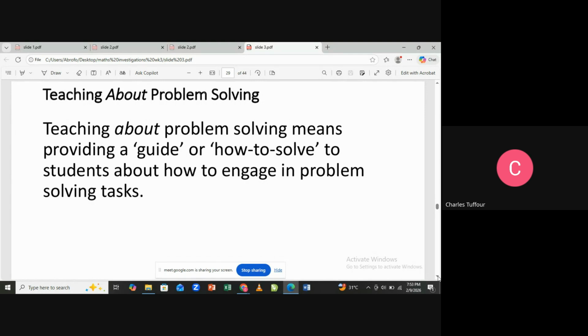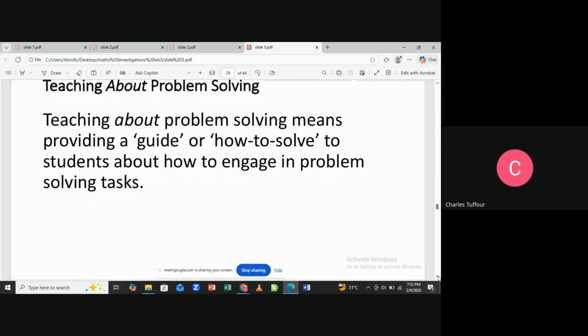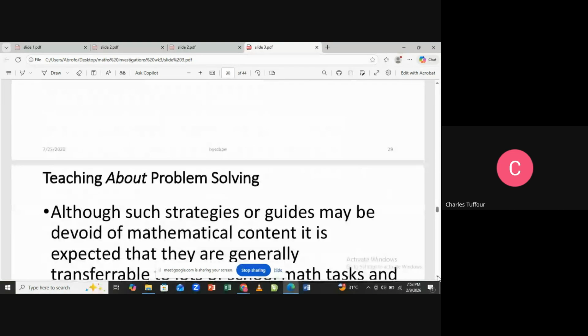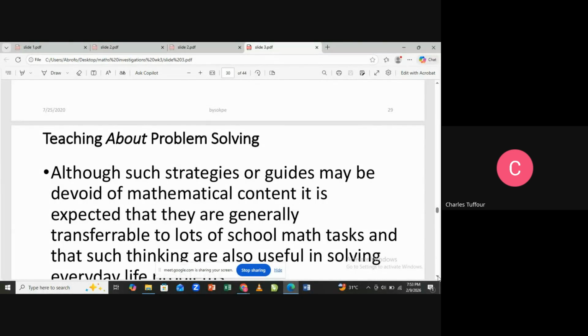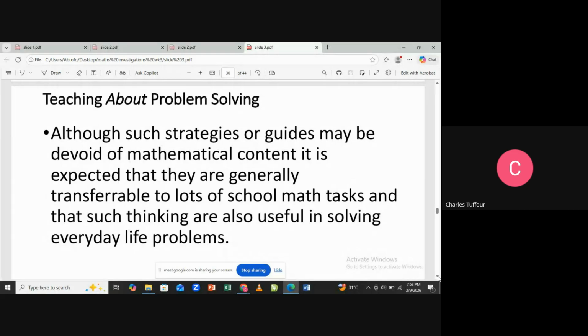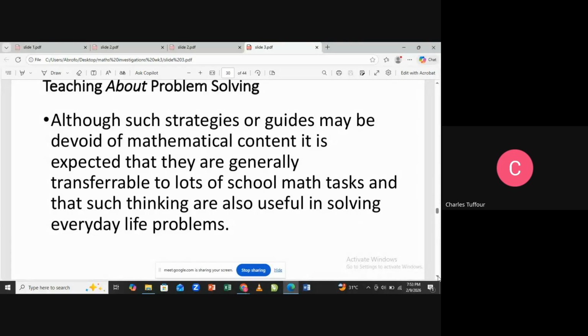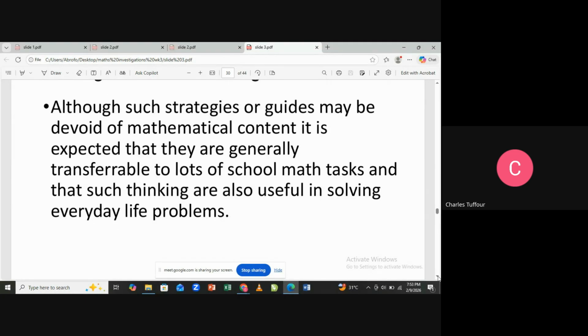So anytime that you give them the formula, they have seen that this is how we deduce the formula. Remember, you just give them a guide and they deduce the formula themselves. That is teaching about problem solving. Although such strategies or guides may be devoid of mathematical content, it is expected that they are generally transferable to a lot of school maths tasks, and that such thinking is always useful in solving everyday life problems.